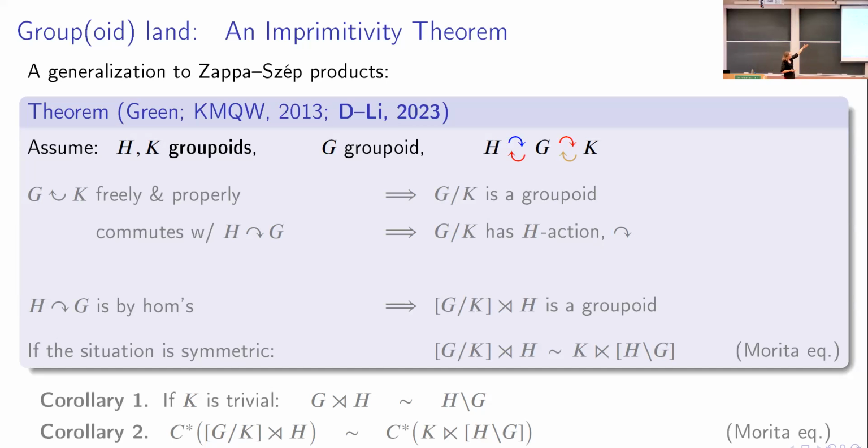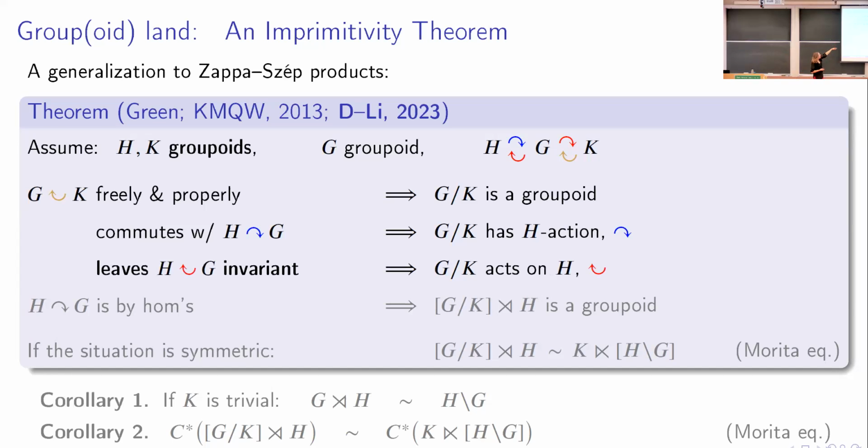And I would like to mimic this theorem. Okay, so in the very beginning, I don't really do much. I need still free and proper actions that commute in order to get a quotient groupoid that admits another action. Same thing as before. I also need that these actions of G on the other two actually leave the other two actions invariant. Because if you do that, then the quotient actually acts in the other direction.